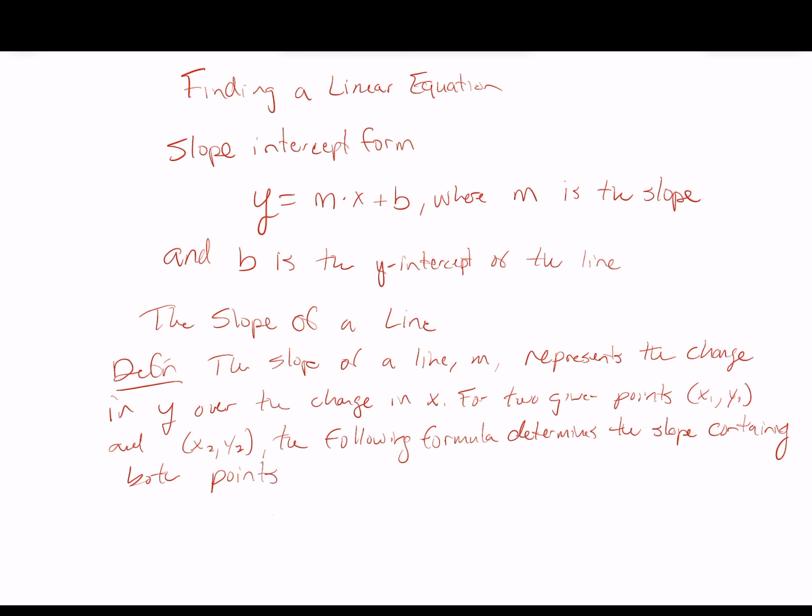And that is the slope m is equal to the difference in the y values, y2 minus y1, divided by the difference in the x values, x2 minus x1. This brings us to the point where if we're given 2 points, we can find the slope of the line that contains those 2 points. Let's do an example.